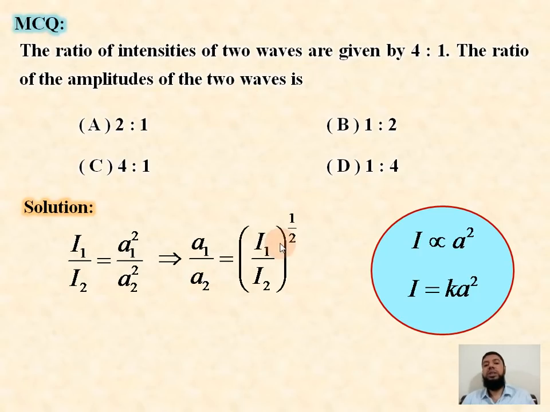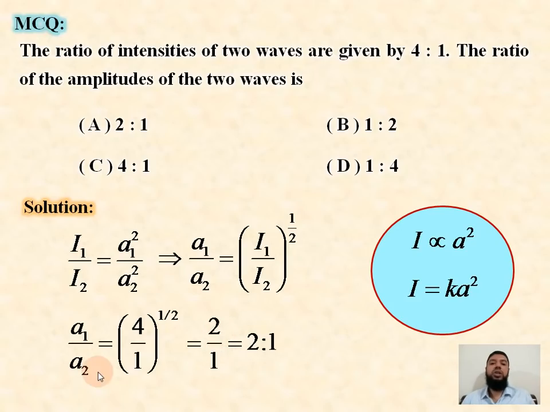Hence A1 by A2 is given by square root of I1 by I2. I1 by I2 ನಮಗೆ ಎಷ್ಟು ಕೊಟ್ಟಿದ್ದಾರೆ? 4:1, 4/1 ಅಂತ ಕೊಟ್ಟಿದ್ದಾರೆ. 4/1 ಅನ್ನು ಸಬ್ಸ್ಟಿಟ್ಯೂಟ್ ಮಾಡೋಣ. A1 by A2 is equal to square root of 4/1. Square root ತಗೊಂಡಾಗ the ratio of the amplitudes will be 2/1 or 2:1. Hence the correct option is option A, 2:1.